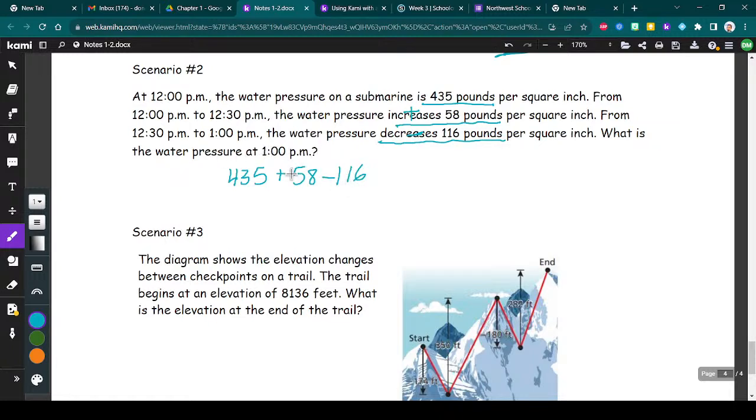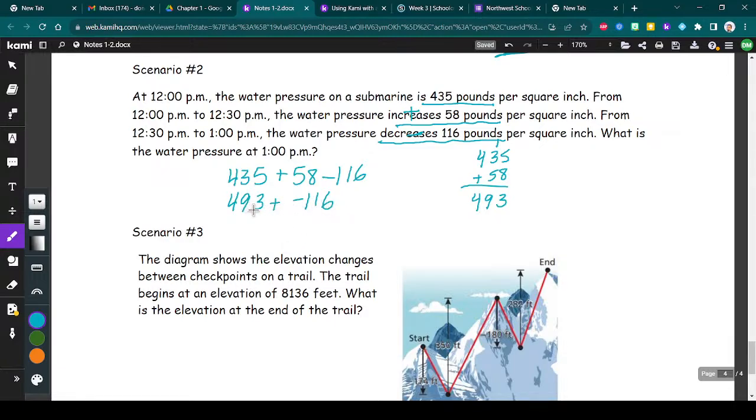What's the water pressure at 1 o'clock? So the way that I would do this problem is I would stop and look for additive inverses, but I can't do that. So I'm going to add my positives together first. I'm going to come over here, 435 plus 58, and that gives me 3, carry the 1, 9, and that's 493. So I have 493 plus negative 116.